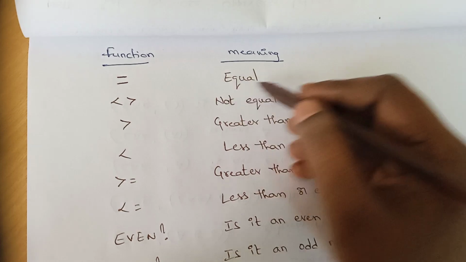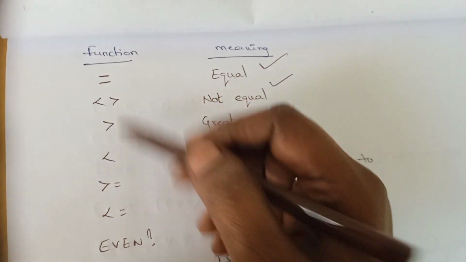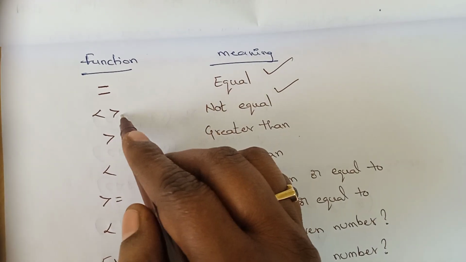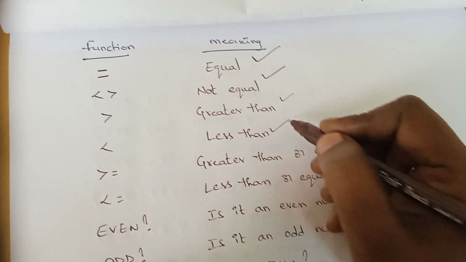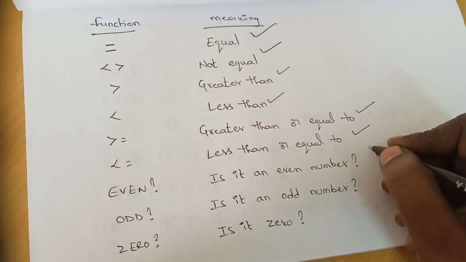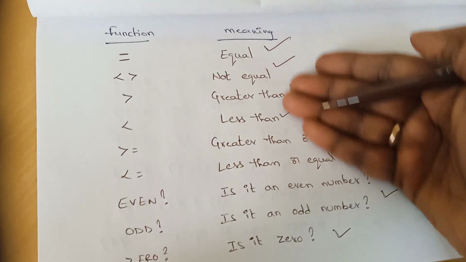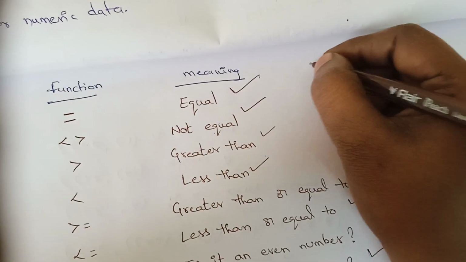These functions are: equal, not equal. Look at these function names. I told you already, Scheme treats function names as first class entities. Not equal, greater than, less than, greater than or equal to, less than or equal to. Is it an even number? Is it an odd number? Is it zero? For all, the answer is what? True or false.